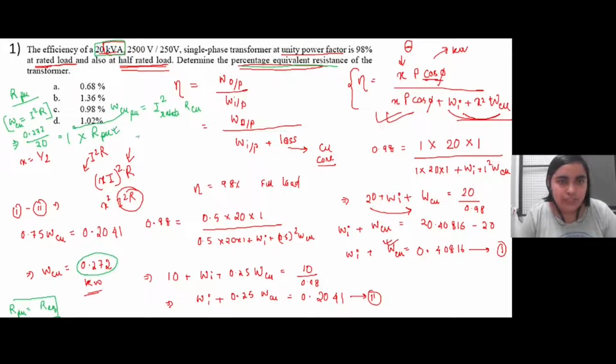So if we simply calculate RPU, that is per unit, it comes out to be 0.272 divided by 20. So it is 0.0136. Now this is our per unit you have got, we have to calculate it in terms of percentage. So percentage RPU will be this into 100, so it is 1.36%, which is equal to option B.